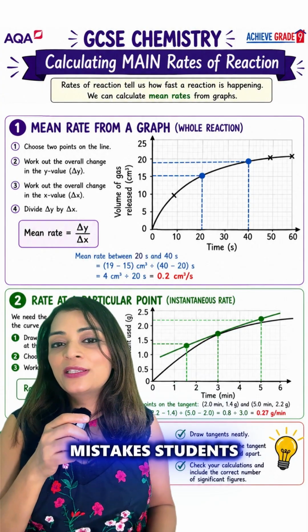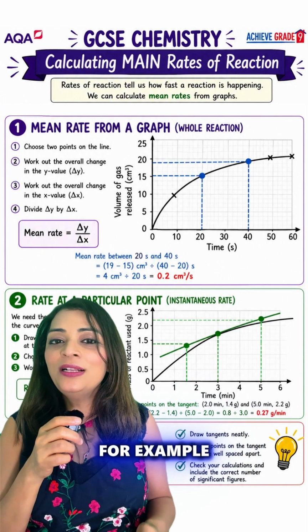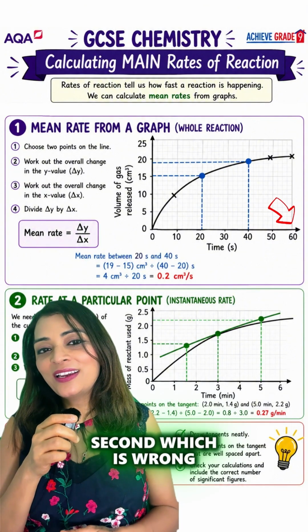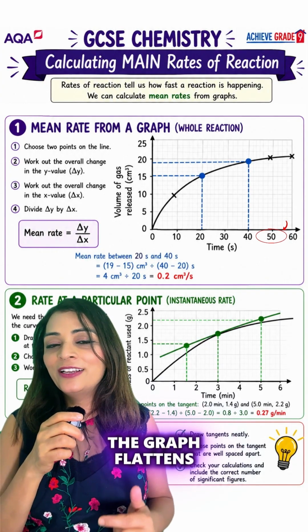Now, one of the biggest mistakes students make is that they use the entire time shown on the graph. For example, they can go all the way to 60 seconds, which is wrong. Please be careful. The reaction has finished at 50 seconds where the graph flats.